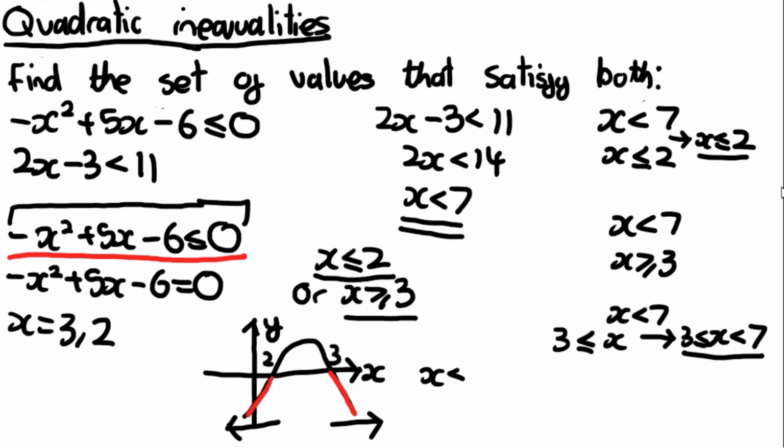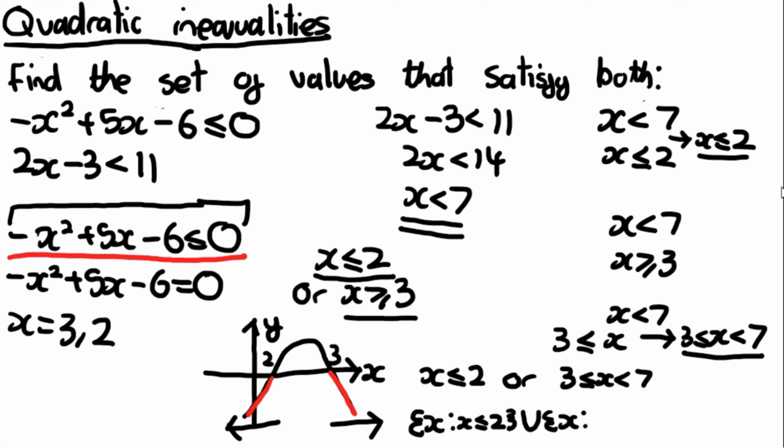And these are our solutions. x when x is less than or equal to 2, or when x is bigger than or equal to 3 but is less than 7. If it asks for set notation, you can write that as x is a solution when x is less than or equal to 2, close bracket, or, remember that's the U symbol, open bracket, x is a solution when x is bigger than or equal to 3, but is less than 7.